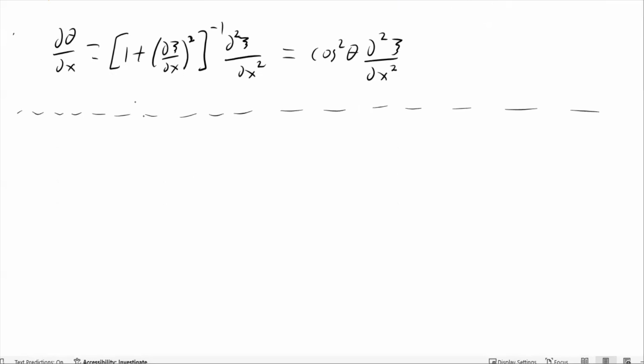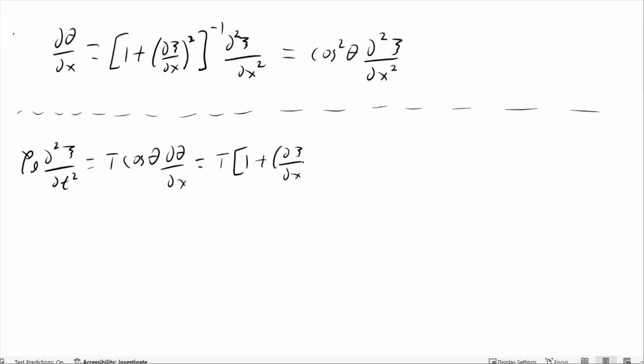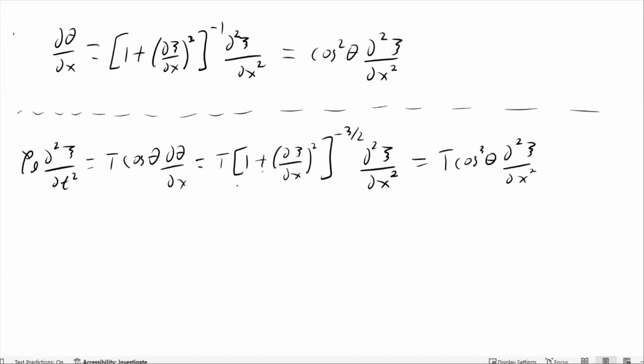So recall, now we have an expression for d theta dx as well as cosine theta. So remember what our equation was. We had rho L d2 cos c dt squared being equal to T cosine theta d theta dx. Let's plug the stuff in now. We have T times 1 plus d cos c dx squared raised to the negative 3/2 d2 c dx squared, which actually happens to be equal to T cosine cubed theta d2 c dx squared. Now I prefer this one.